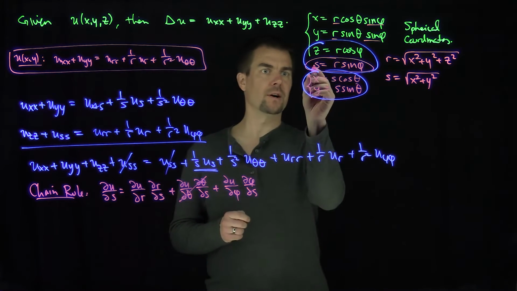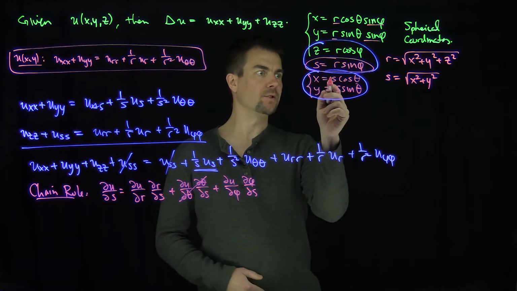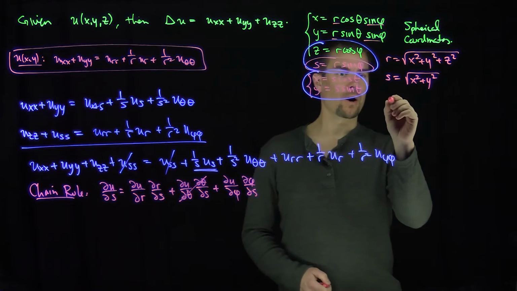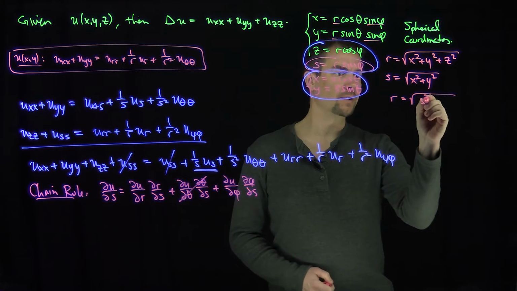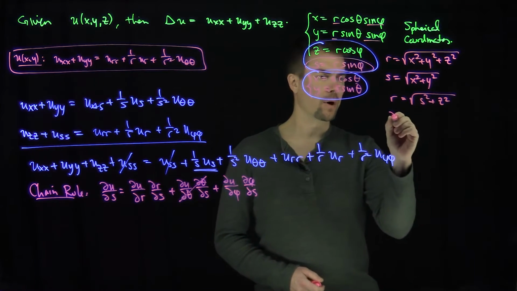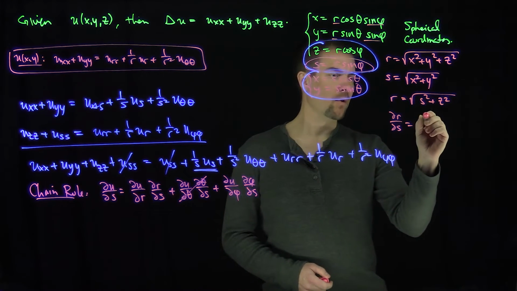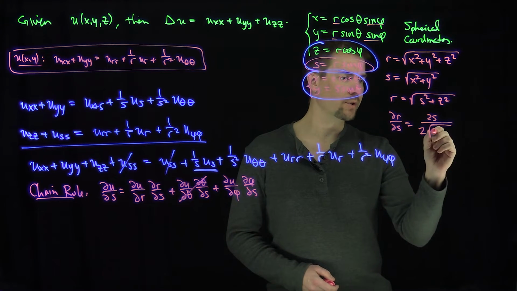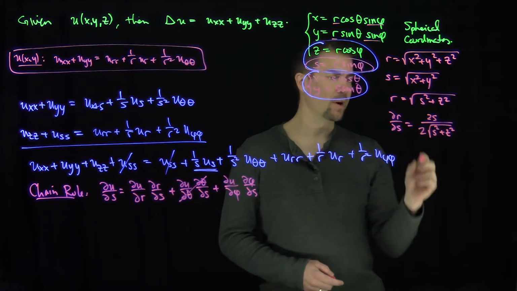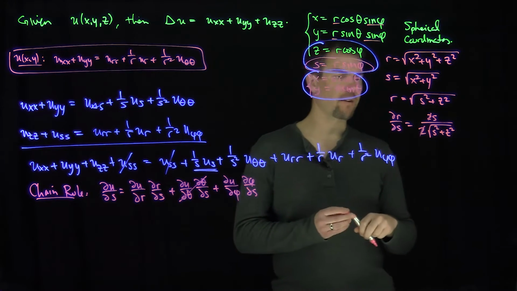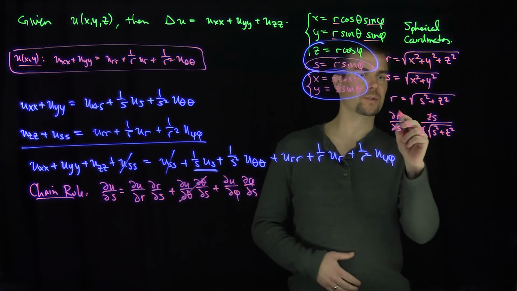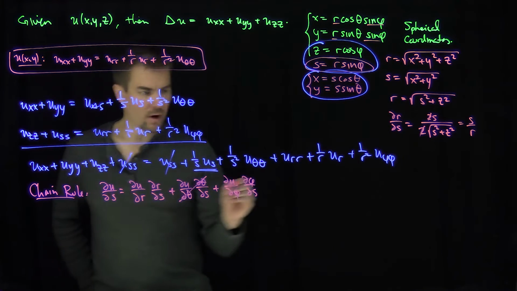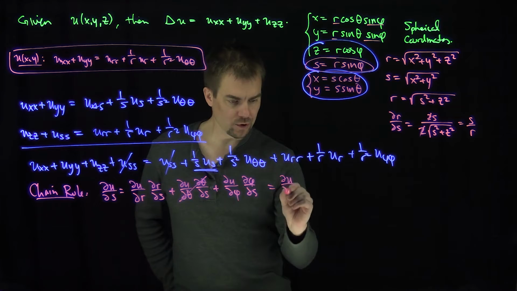If I take this equation over here, we can see any number of ways actually. We can also write r as the square root of s squared plus z squared. So if I did partial r, partial s, what would that be? That would be 2s over 2 square root of s squared plus z squared. Of course, the 2's will cancel out, and you're just going to have s over the square root of s squared plus z squared. That's r. So that's going to be s over r. So this term over here is going to be s over r times partial u, partial r.